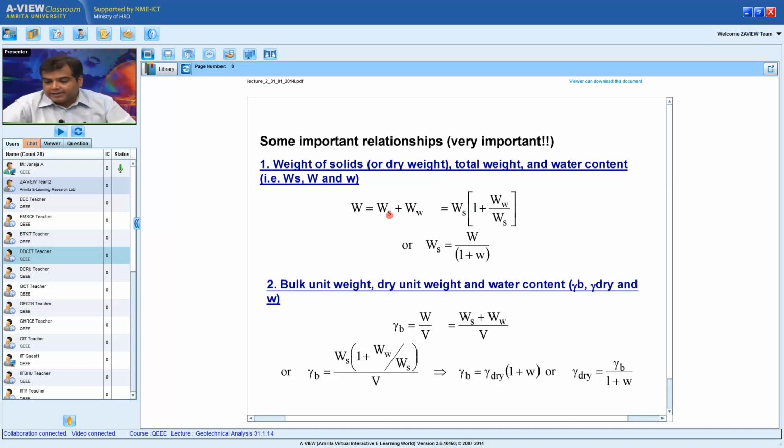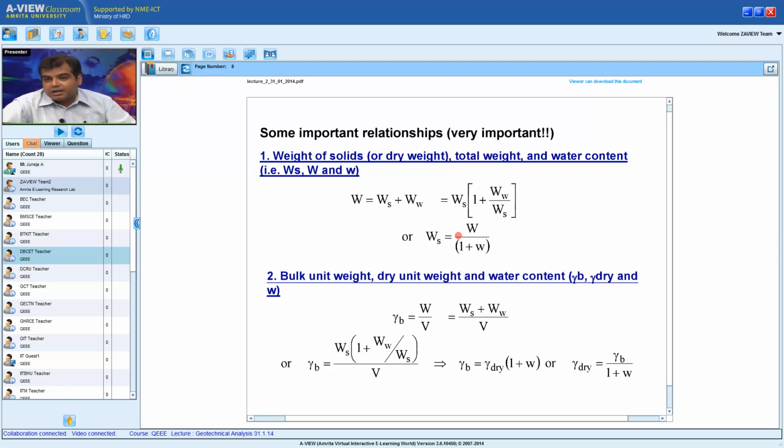Okay. If I take the weight of solids common from the right hand side of this equation, I have weight of solids bracket 1 plus weight of water divided by weight of solids. If you look at this bracket very carefully, weight of water over weight of solids is in fact your water content. So I have total weight equals weight of solids times 1 plus water content. Or I can rewrite this expression as weight of solids, which is here, equals the total weight divided by 1 plus water content. Okay, that's the first expression.